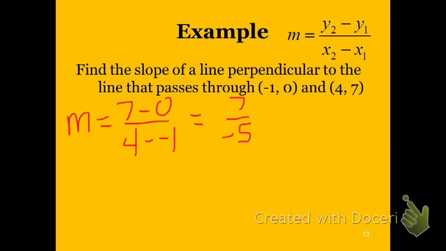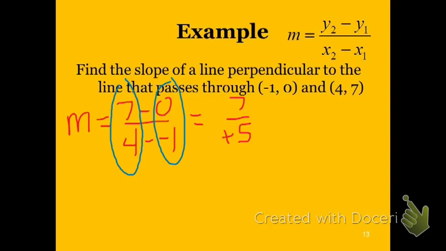So when I simplify, I get 7 over positive 5. Now, one thing I want to look at before I go on any further is how the change in y goes above the change in x, and also how 7 and 4 both come from the same point, (4, 7), and 0 and -1 both come from the same point, (-1, 0). And notice how they're directly above and below each other.